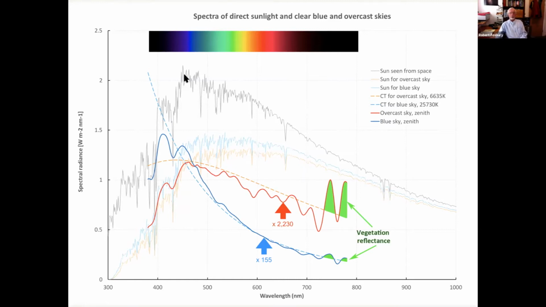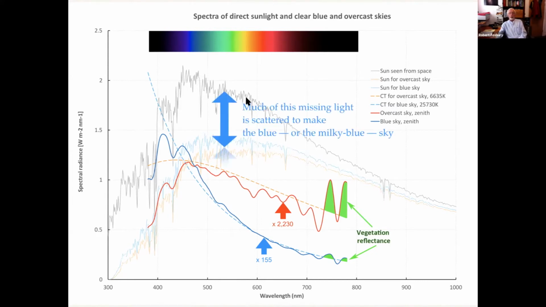I've got a plot here, you've seen it before, of the sun outside the atmosphere, and I've got 2 spectra of the sun as it appears on the ground with modest altitudes of the sun. And then I've got 2 measured spectra here. One is the spectrum of a blue sky, which you see as extremely blue compared to either the sun or the extincted sun. And the other is the spectrum of an overcast sky, a quite heavily overcast sky, which is less blue, but still bluer than the sunlight coming down. Much of the missing light in the extinction has gone into making the blue sky.